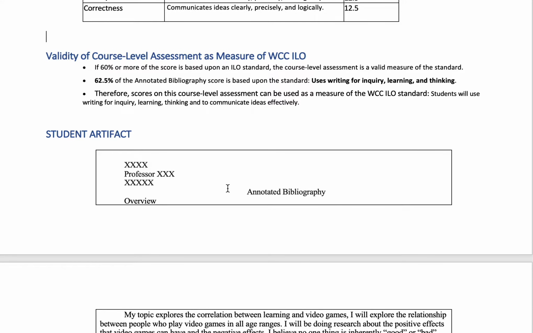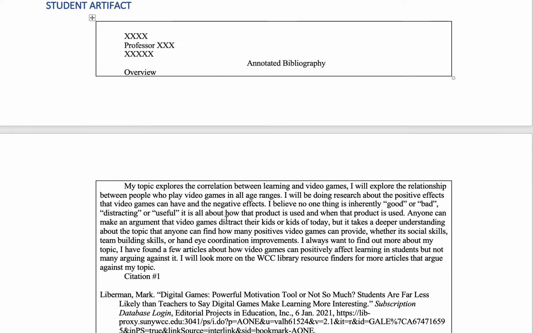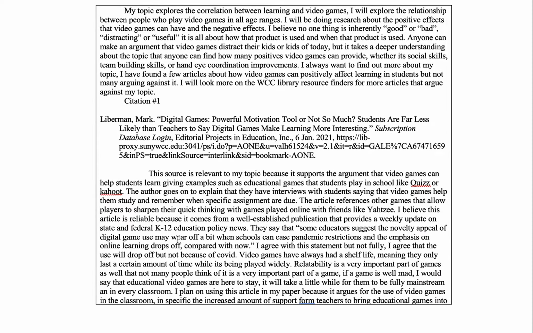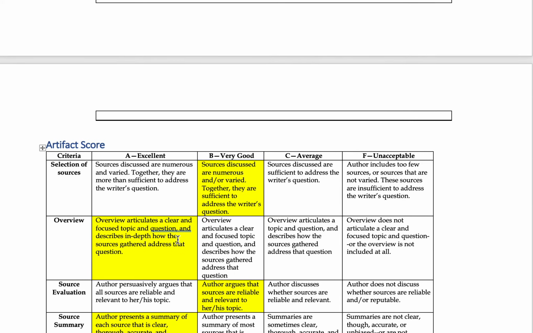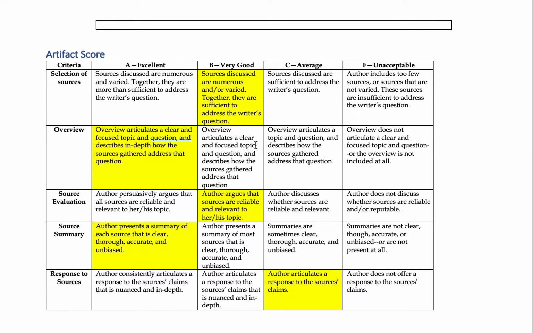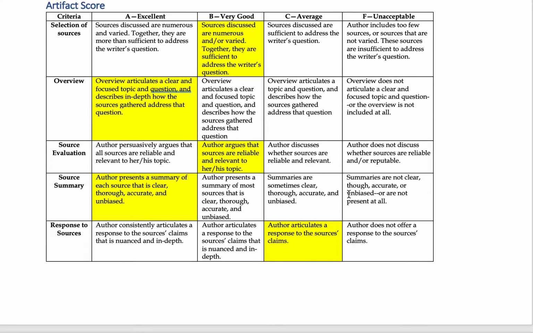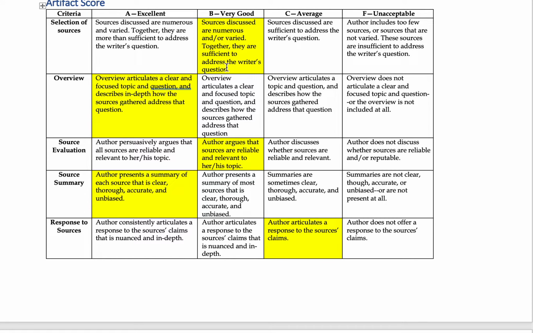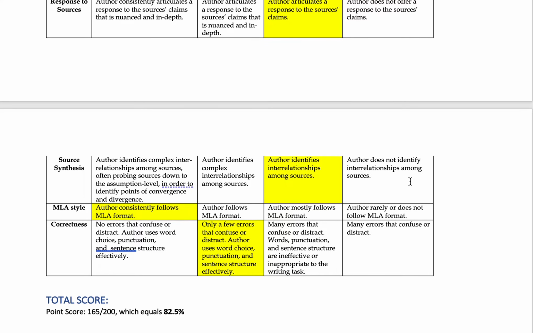Now I have a student artifact here as just kind of an example of what I might score. And then down below here, without getting too much into the weeds of reading this assignment, I have my rubric score based on it. And so I've analyzed this reading and given it scores in all of these areas. Some were excellent, some were very good, some other areas were average. And I get my total score for the assignment, which as a point score is 165 out of 200.